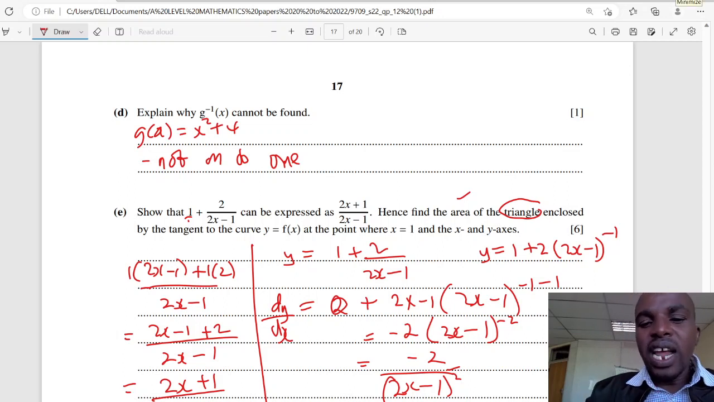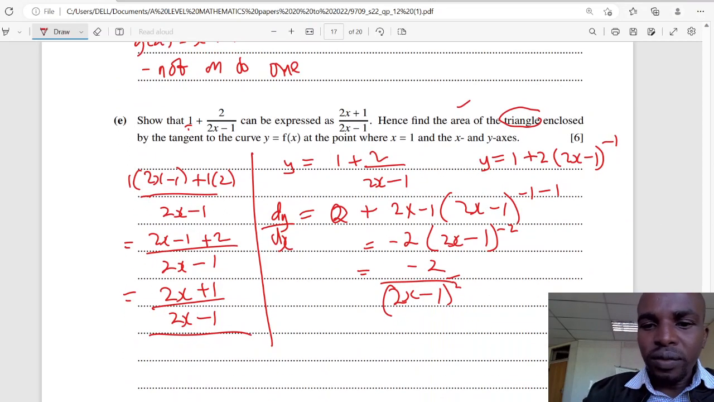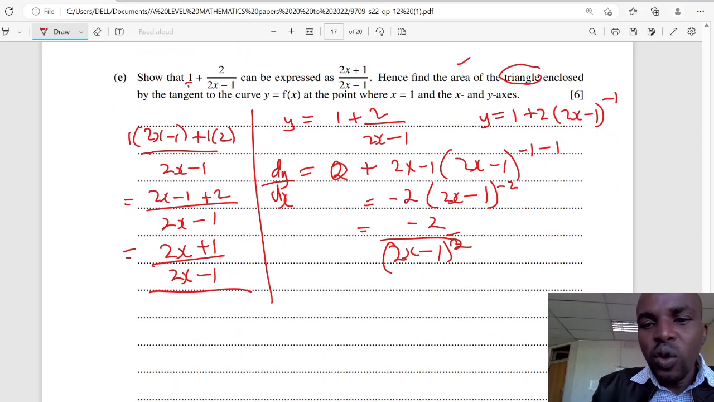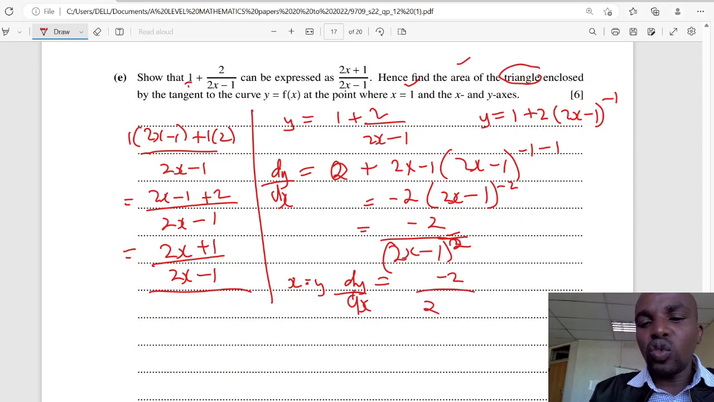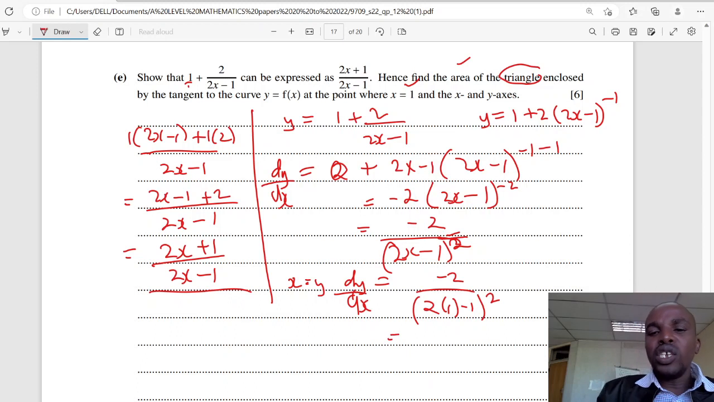Right. Then after that, you have your gradient. What are you supposed to find? You want to find the area, but first the gradient of the tangent, then the equation of the tangent at the point where x equals 1. So when x equals 1, dy/dx equals minus 2 over 2 times 1 minus 1 squared. 2 times 1 is 2, minus 1 is 1, squared is 1. So your gradient will be minus 2.